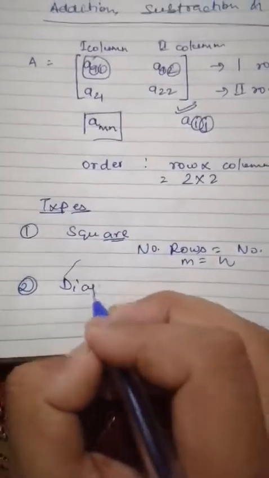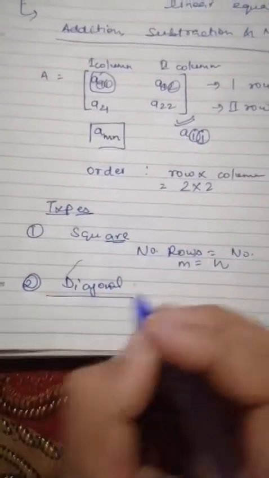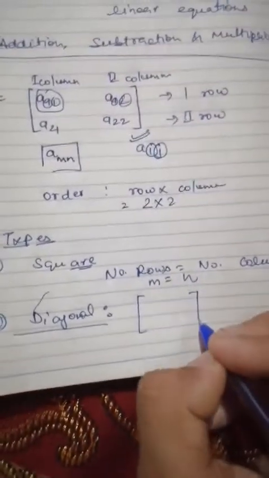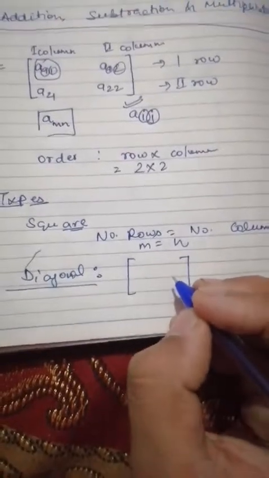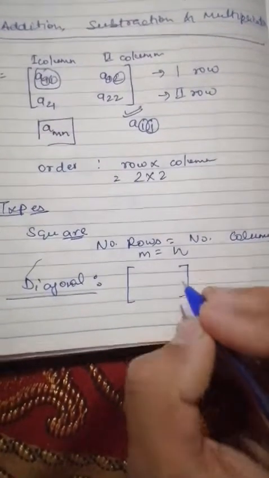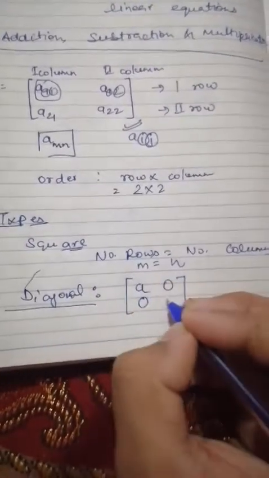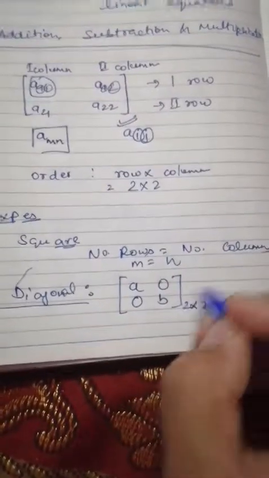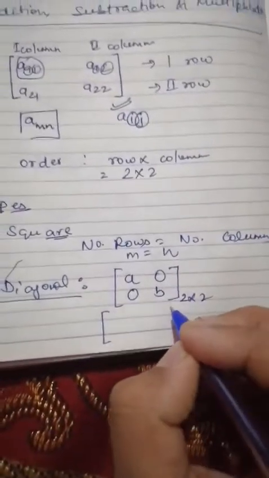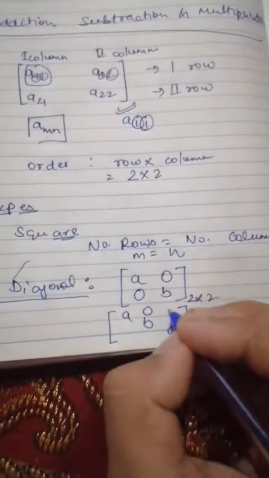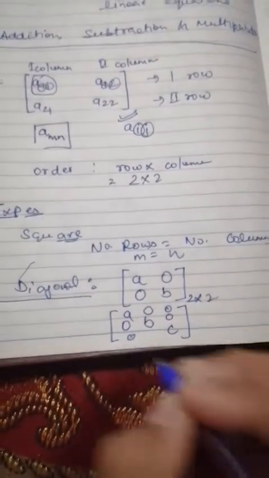Now the second type, a diagonal matrix. What is a diagonal matrix? It is a matrix in which all the diagonal elements are there and all the non-diagonal elements are 0. Suppose this is a 2 cross 2 matrix, then these elements will be non-zero and all the rest will be 0. Let's take a 3 cross 3 matrix, then in this these elements will be non-zero and all the rest will be 0.